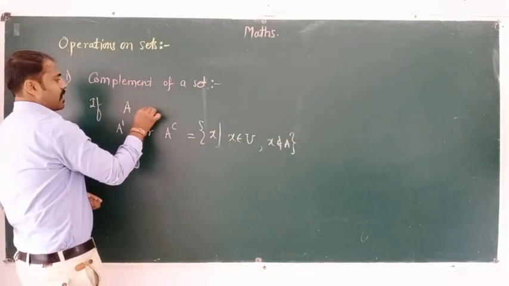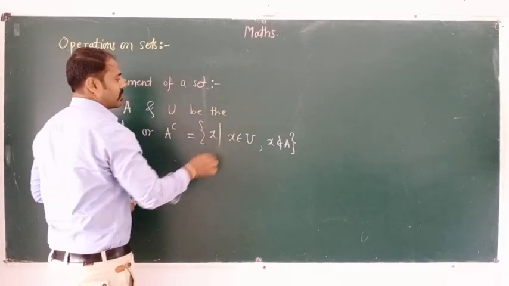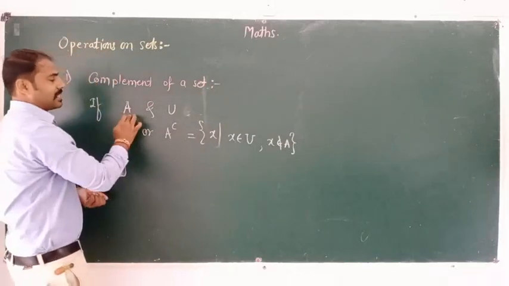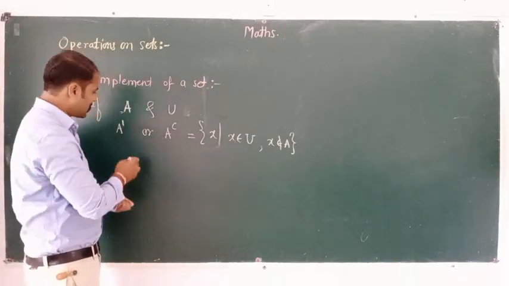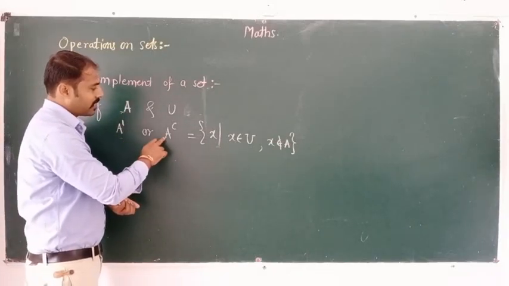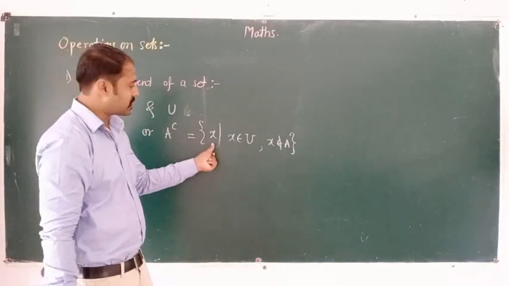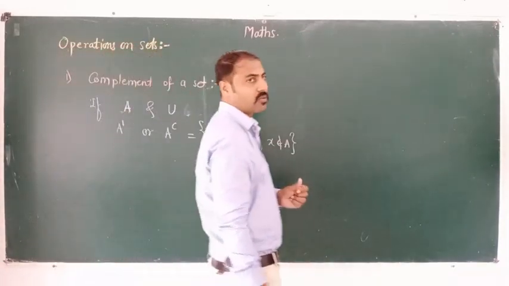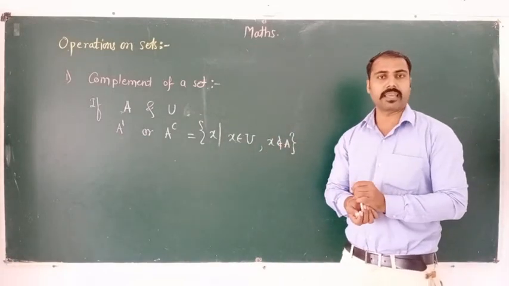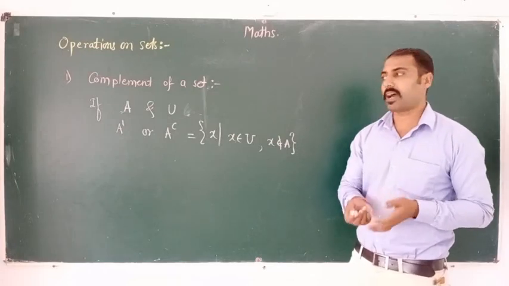If A is any set and U is the universal set, then the complement of this set, A complement or A raised to C, can be defined as the set of all X such that X belongs to U and X does not belong to A. म्हणजे A मध्ये नसणारे आणि U मध्ये असणारे.